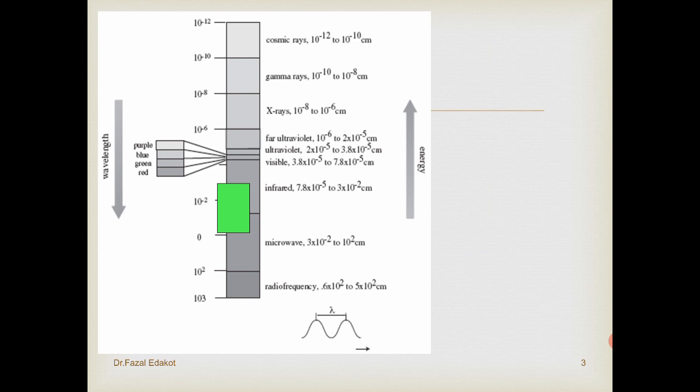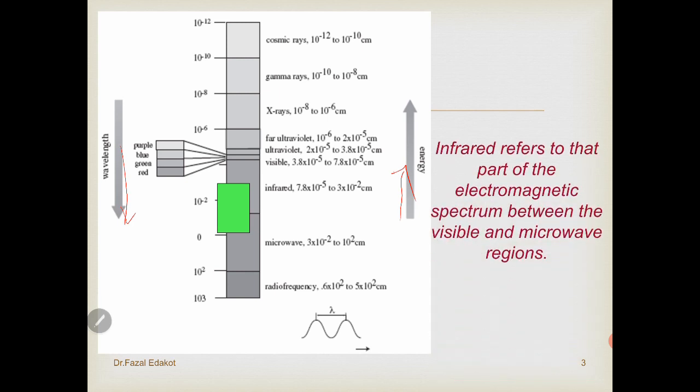So let us have an idea about electromagnetic radiation. What you are seeing is the electromagnetic spectrum. As you move from this side to this side, you can see that the energy is increasing and the wavelength is decreasing in the opposite direction. Infrared refers to that part of the electromagnetic spectrum between the visible and microwave regions. This is that region.